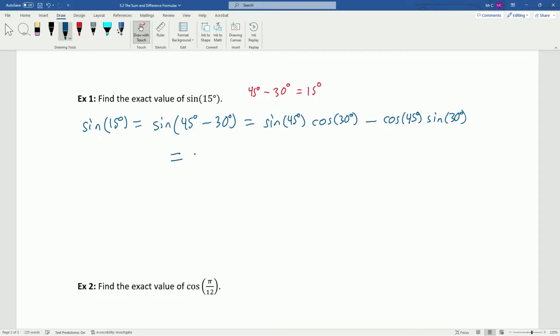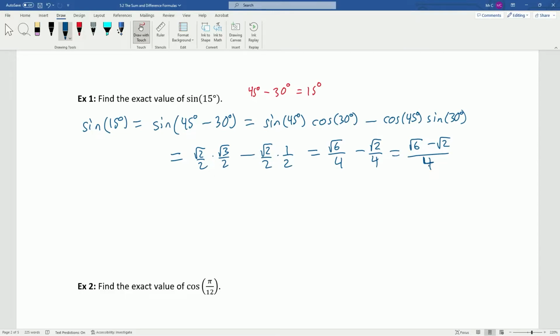Now, sine of 45 degrees is the square root of 2 over 2. Cosine of 30 degrees is the square root of 3 over 2. Cosine of 45 degrees is the square root of 2 over 2. And sine of 30 degrees is 1/2. Square root of 2 times square root of 3 is the square root of 6 over 2 times 2 is 4, minus the square root of 2 over 4. And combining our fractions together, we get the square root of 6 minus the square root of 2 all over 4. That's it for that one.